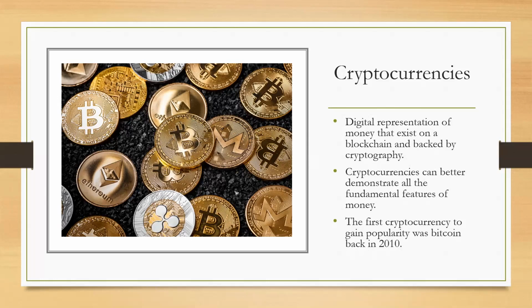All right. Now, cryptocurrencies also are better in the sense that they demonstrate all the fundamental features of money. Remember what those features are? The fungibility, the stability, the fact that it is easily transportable, the fact that it is easily recognizable. All of these things are things that cryptocurrencies do far better than fiat currency, and in most cases actually, much better than digital currency.